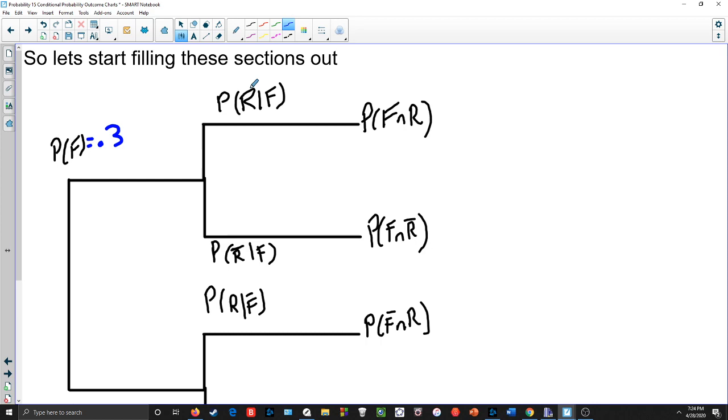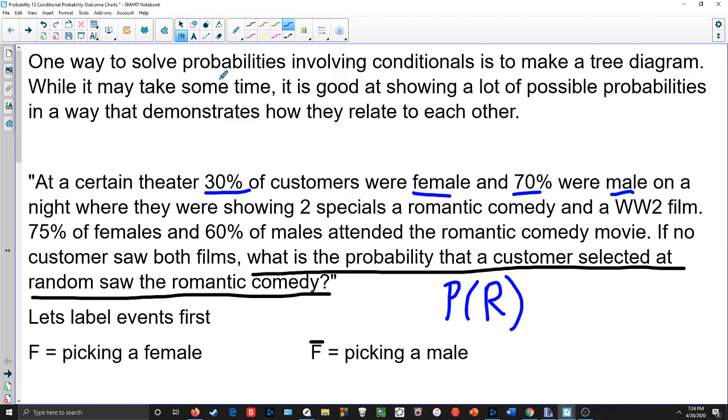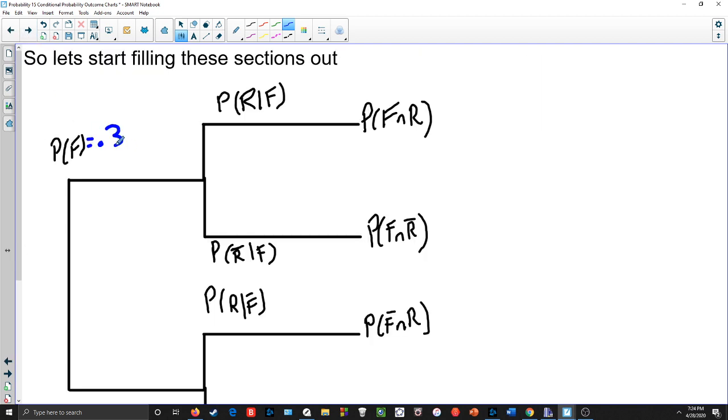The probability that they saw the romantic comedy given that they were a female. So let's read back to the problem here. We're looking for something to link up romantic comedy and females. Well, right here it says 75% of females attended the romantic comedy, which means that if we pick from the females, so given that they're female, 75% of them saw the romantic comedy, so this would be 0.75.